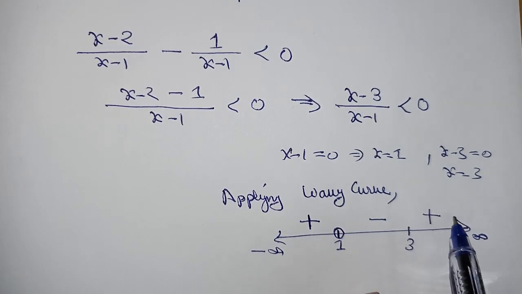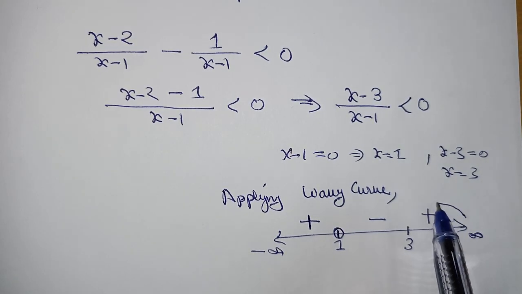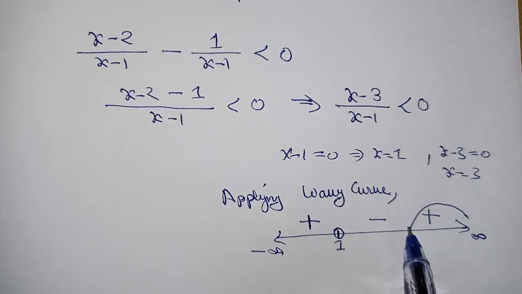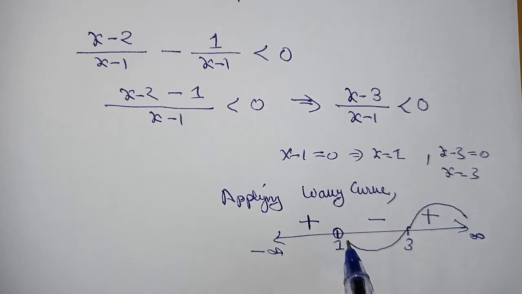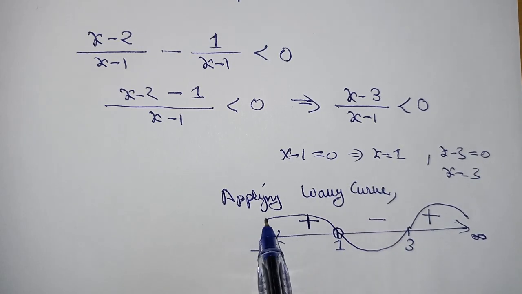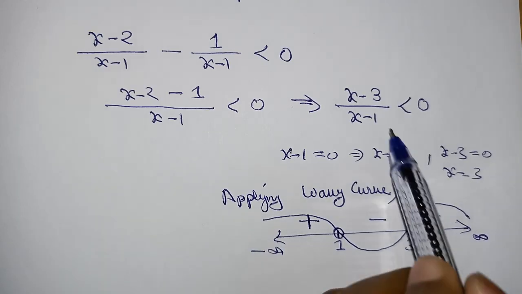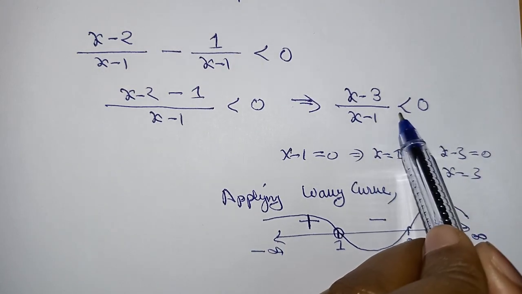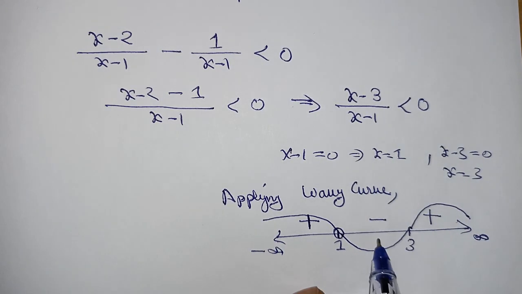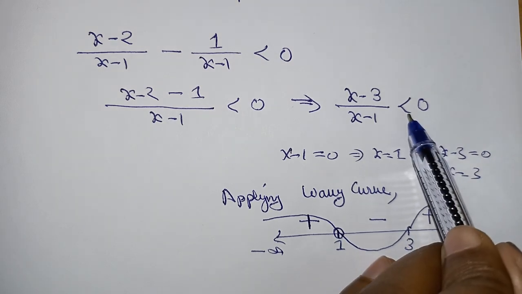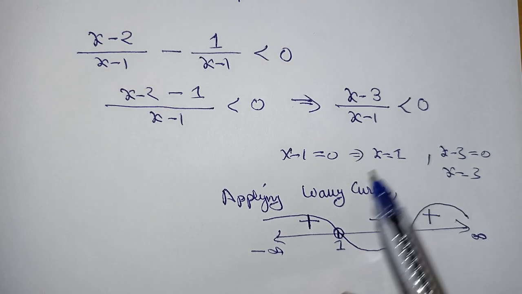So wavy curve says positive means we have to go upward and negative means we have to go downward and then again upward. So this whole value is less than 0, that means we need to take the negative part, and the negative part is this, that is 1, 2, 3, and 1 is not lying inside and 3 is also not lying inside, because here only less than sign is given, not equal to.